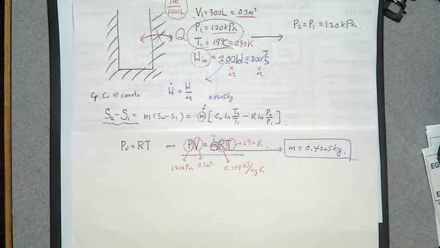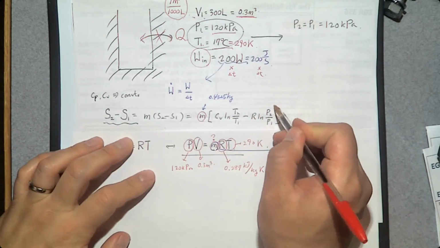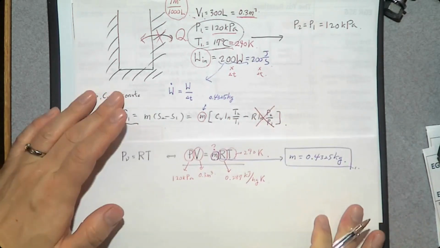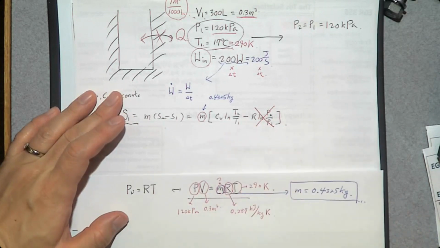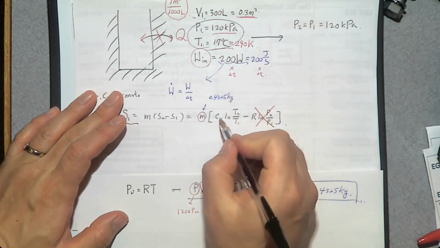Let's look at the second term on the right hand side. We have natural log P2 over P1, and we know pressure is constant, so P2 over P1 is 1. What is natural log of 1? 0. So you can neglect the second term here. We just need to know, oh, my mistake, this is Cp.